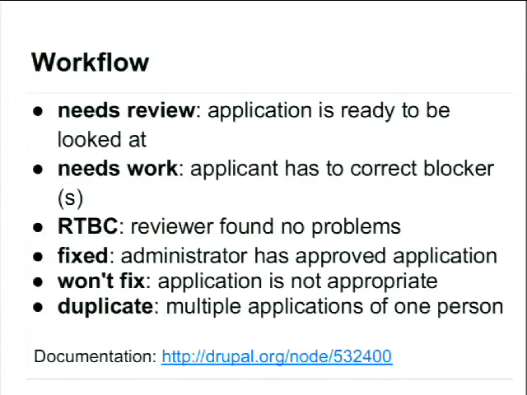So if there are no issues left and the reviewer is confident that this can be published, it gets this state, and then the code review administrators like us step in and approve that, or bump it back to needs work if we find an issue for whatever reasons. And the closed states: if an application goes through, it is marked as fixed. If an application is not appropriate for whatever reason, it is marked as won't fix. And we also have the duplicate state because we want persons to submit only one project at a time, because we already have a huge load of applications coming in. So we want to have only one application per person, and we mark other applications of the same person as duplicate. That's basically it. The workflow is documented. You can also look that up.